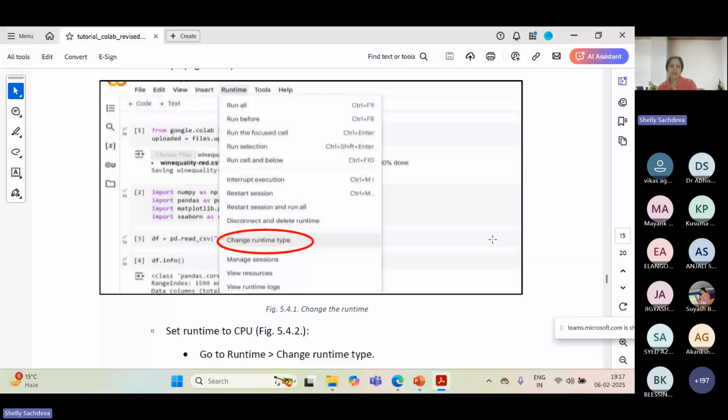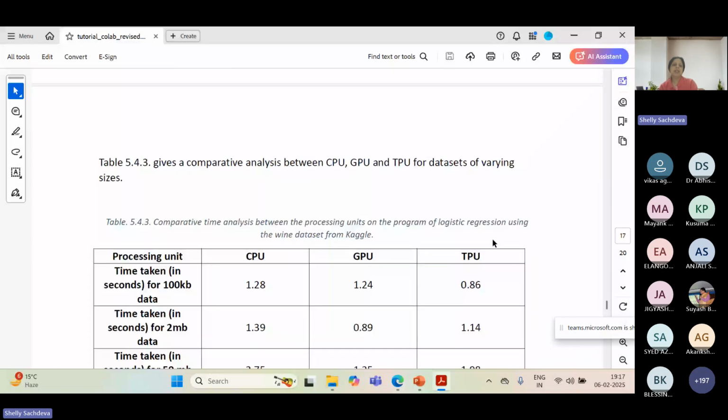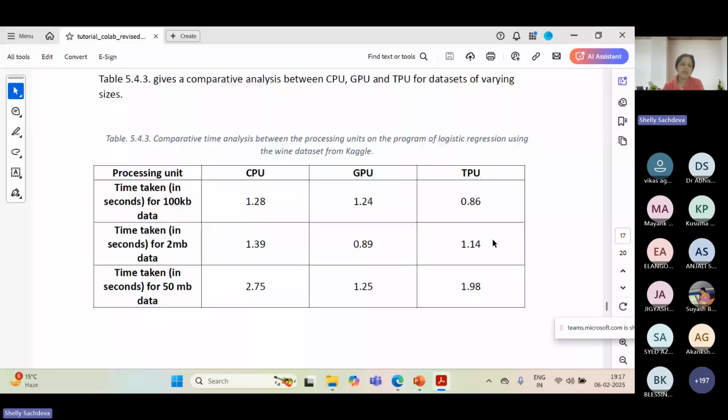So one thing, yeah. What we did is we considered 3 particular data sets, where one was of the size 100 KB, one was of the size 2 MB, and another one of the size 50 MB. We tried to do it for the same data set with the CPU, GPU, and TPU, and the corresponding times are being shown over here.